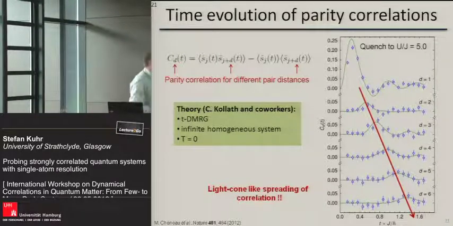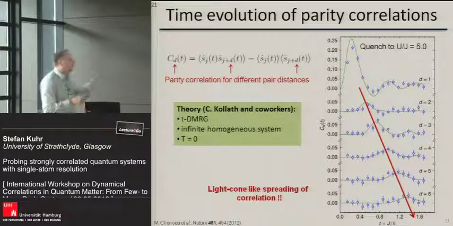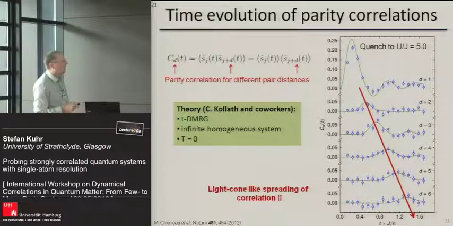But then, we immediately started to ask our theory colleagues, and Corinna Collard has greatly worked out many theoretical models to understand this in detail. So the data can be readily understood with a time-dependent DMRG calculation with rather simplistic assumptions of the system, which is infinite and homogeneous at 0 temperature, and even this theory reproduces our data fairly well.